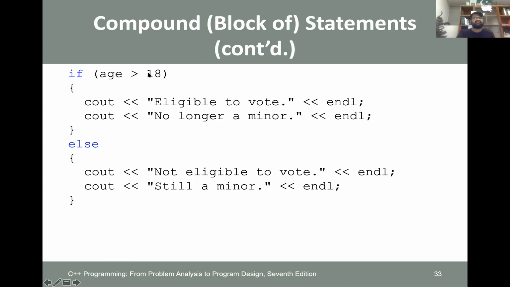For example, if age is greater than 18, then you want to run both of these: eligible to vote and no longer a minor. Otherwise, you want to output not eligible to vote and still a minor. And so either both of these will be executed, or both of these will be executed, but not both groups. So this is a compound statement. This is a compound statement. If you want to run a single statement, you could have written it without these braces. If you want to run multiple statements, you'll always need to use the compound block nomenclature as shown here.